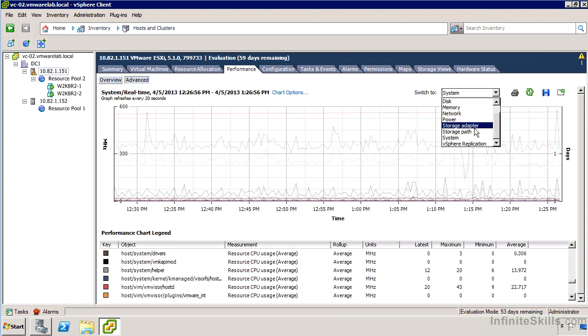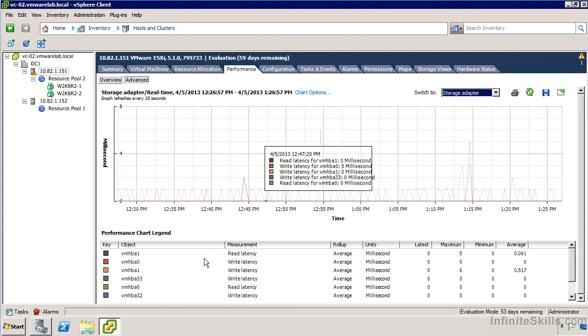And if we take a look over to storage adapter or storage path, we can also see the particular HBAs. This can help us get a good idea as to whether or not we're getting good load balancing across the various multipath options for our SAN. And it's always a good idea to go in and verify these things.